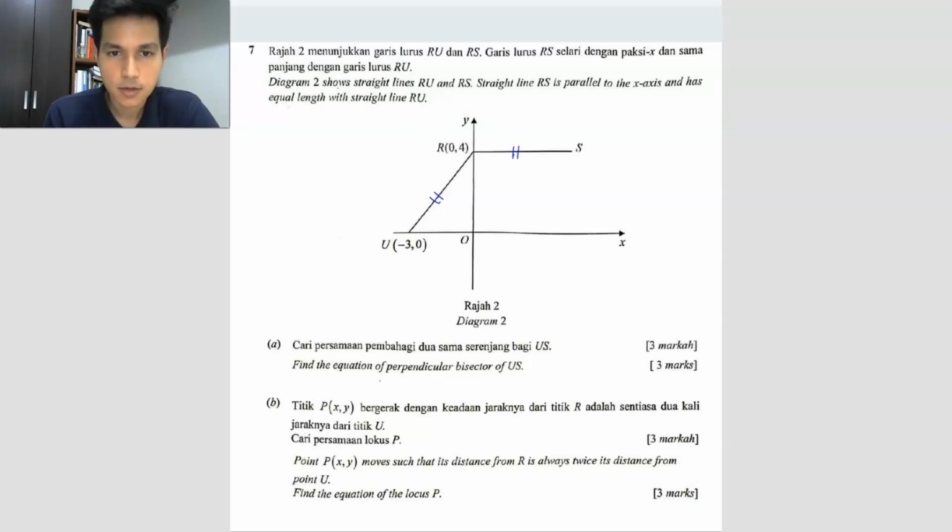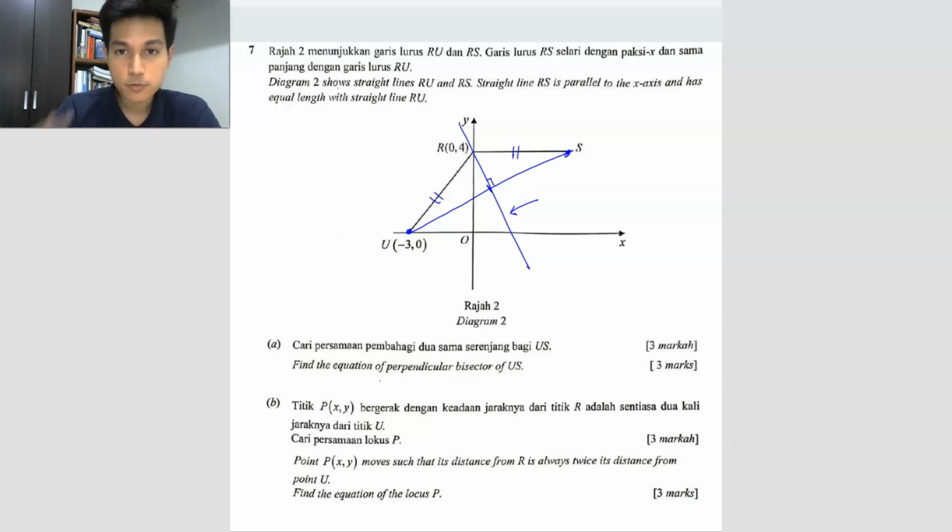The question is asking, find the equation of the perpendicular bisector of US. So first you need to know what is US. So this is US here. And then you want perpendicular and bisector. Bisector means in the middle of this line. So in the middle of this line, and it's perpendicular. So it's going to be like this. You are finding the equation of that perpendicular bisector line.